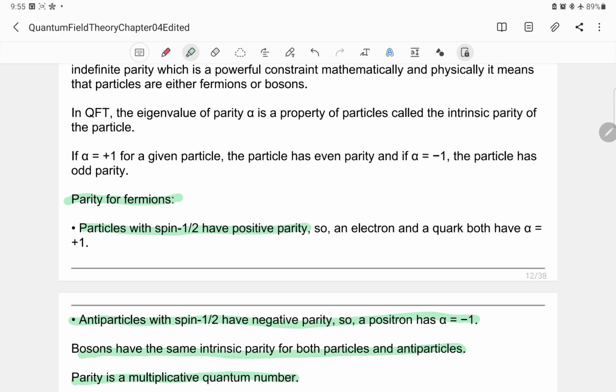You can check the parities, for example. When you have a pi particle or pion, this is composed of a quark and an antiquark. So the parity here is negative 1 in that case, because you have positive 1 and negative 1. So that is the parity of a meson.